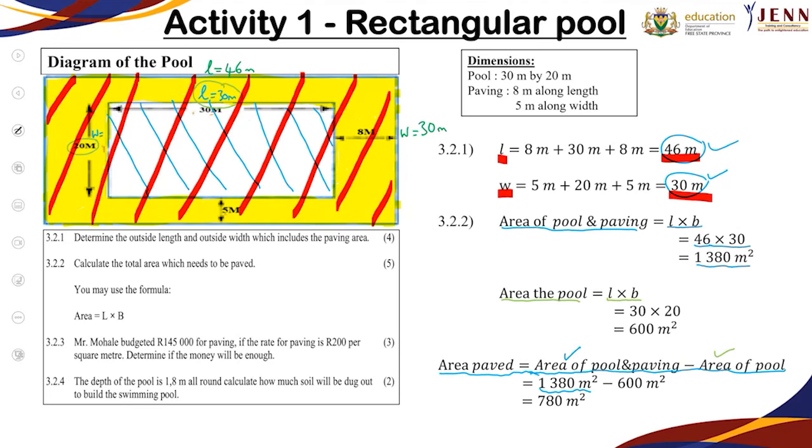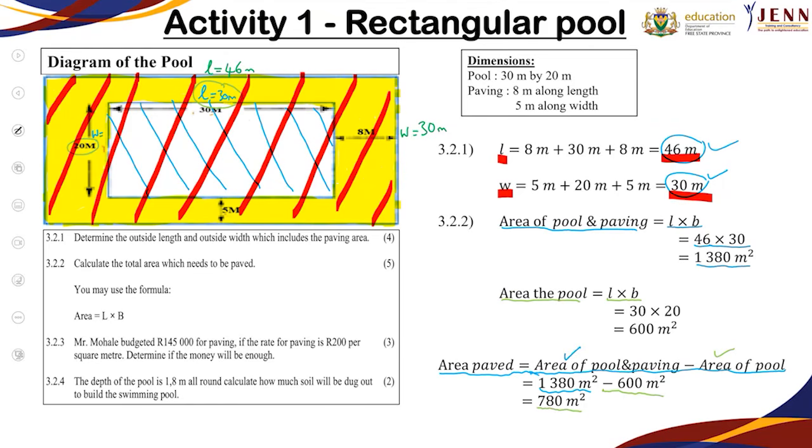Now that I've got the area of the pool, I can subtract it from the area of the pool and paving. So what am I going to be left with? Only the area of the paving, which is 780 square meters. Let's move on. Let's finish it off.